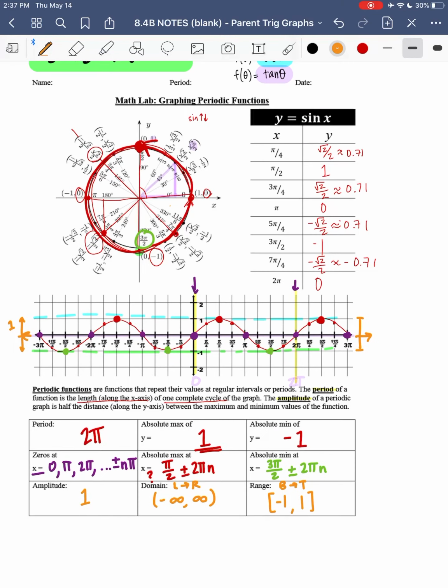So that is graphing sine of x. That's what sine of x looks like. It looks very similar to those Ferris wheel type questions, right? Because we're talking about how high up you are as you ride the Ferris wheel around. Okay, cool.